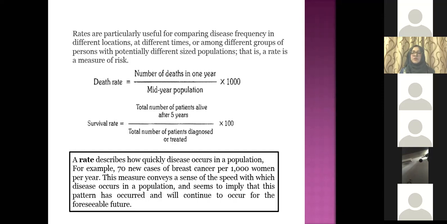And why do you use that? What is the usage of rate, or a basic example for rate that will make it easier to understand? A rate describes how quickly a disease spreads in a population. So why are we measuring a rate? In order to describe how quickly the disease is spreading in a population. For example, there are 70 new cases of breast cancer per 1,000 women per year. This measure conveys a sense of speed with which the disease occurs in a population, and seems to imply that this pattern has occurred and will continue to occur for the foreseeable future.